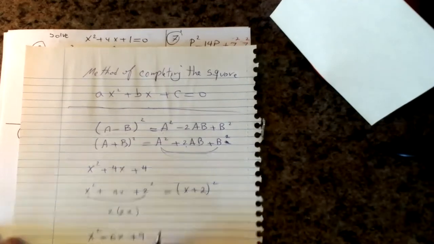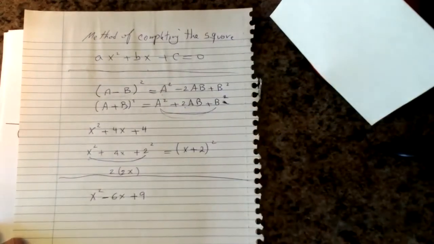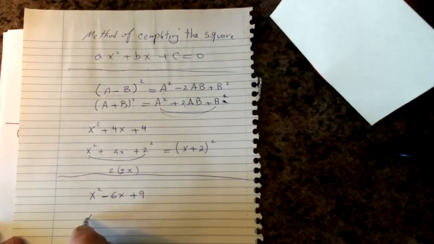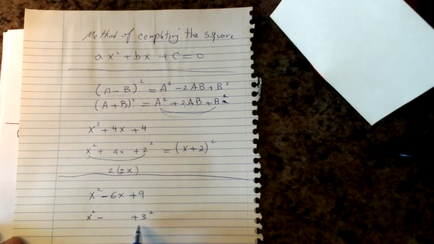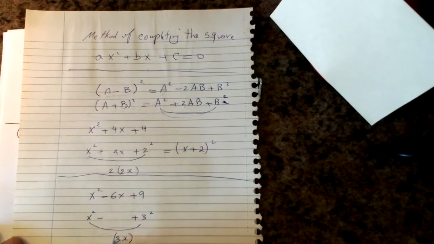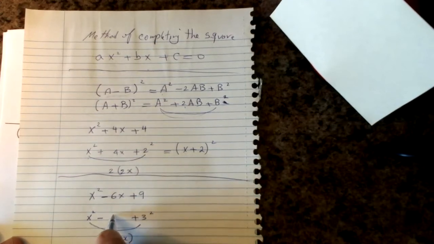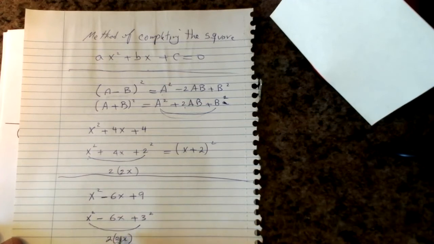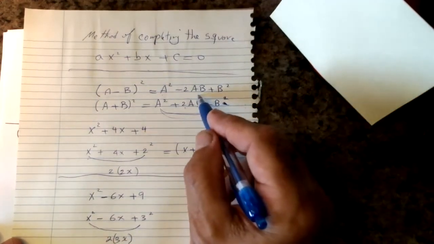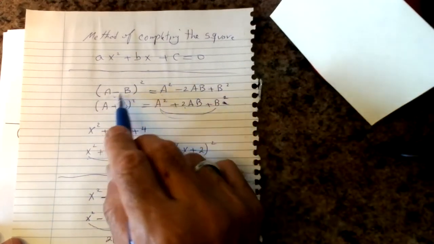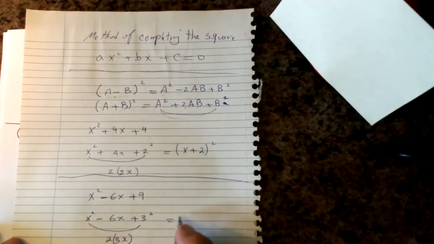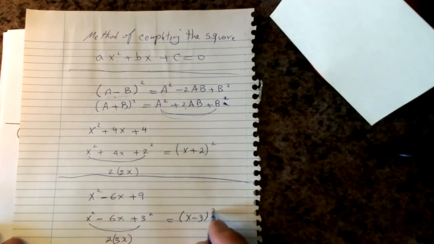Let's look at this one now. x² − 6x + 9. The first term is a perfect square. 9 is 3². And if you take these two and multiply, which is 3x, and multiply by 2, that gives you 6x. And which formula is this? The one that has a negative. If there is a negative here, then you have a negative there. So this one would be (x − 3)².